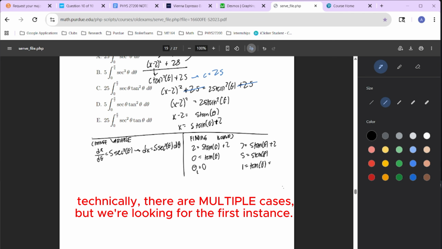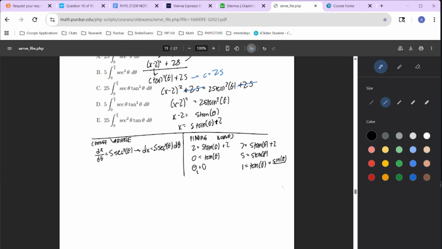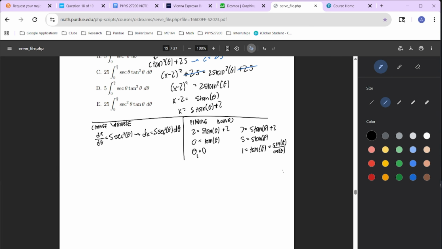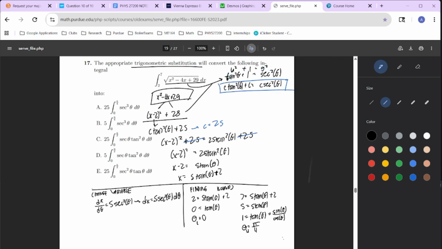If you remember that tangent of theta is equal to sine theta over cosine theta, that means that sine theta and cosine theta must be equal at the point when tangent of theta is equal to 1. This can only happen when theta is 45 degrees, or when theta, represented in radians, is pi over 4. That would be your upper bound of theta, since this value of theta is associated with 7.